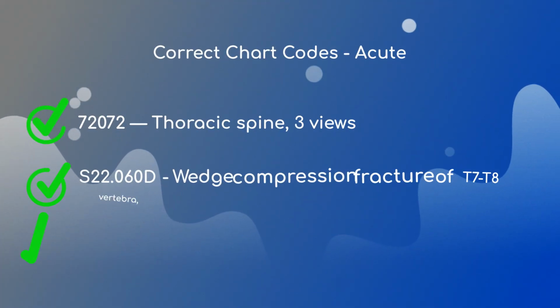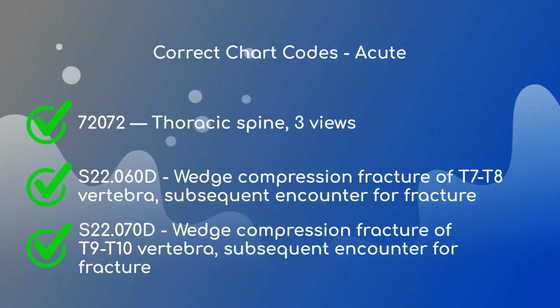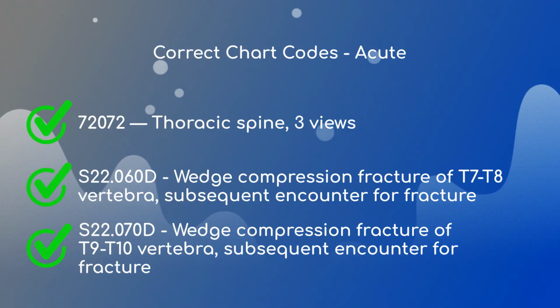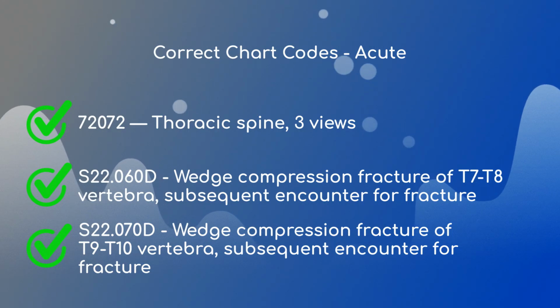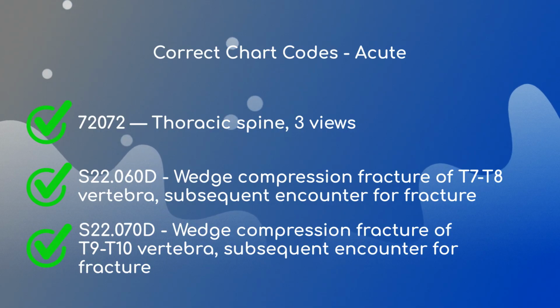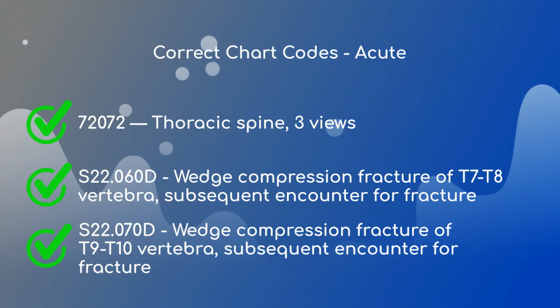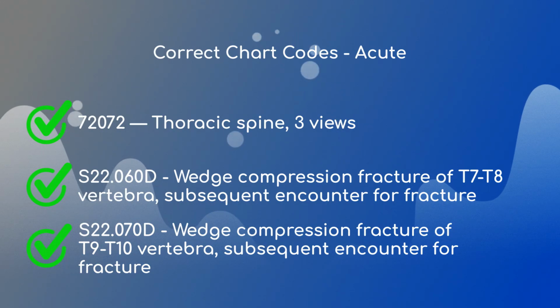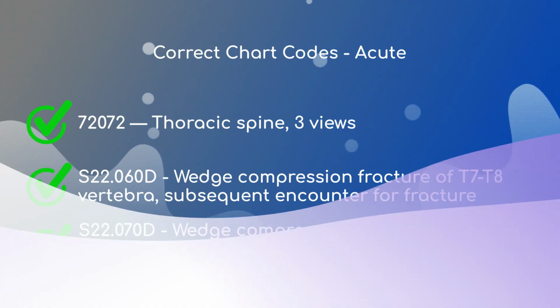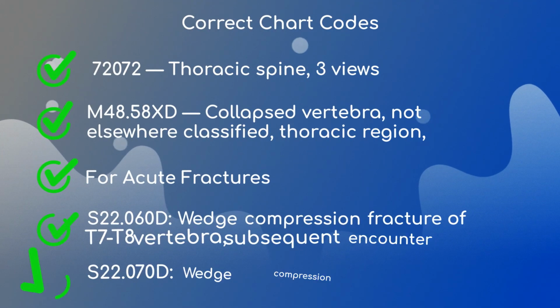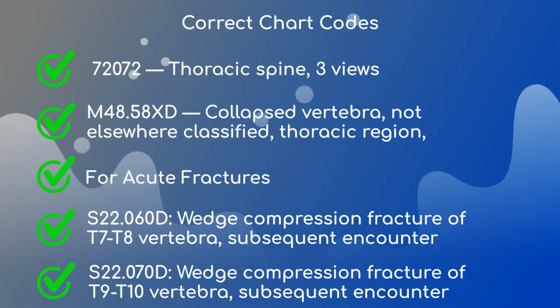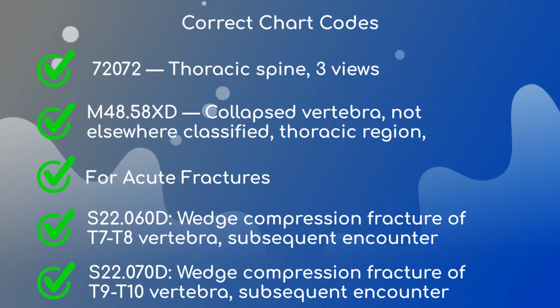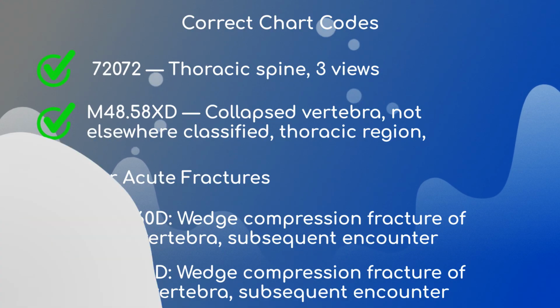If the compression fracture is from trauma, the most appropriate ICD-10-CM codes are S22.060D, wedge compression fracture of T7-T8 vertebra, subsequent encounter for fracture with routine healing, and S22.070D, wedge compression fracture of T9-T10 vertebra, subsequent encounter for fracture with routine healing. Because the patient is being monitored for previously identified fractures and no new injury is indicated, the D extension correctly reflects a follow-up encounter in both acute and chronic conditions.